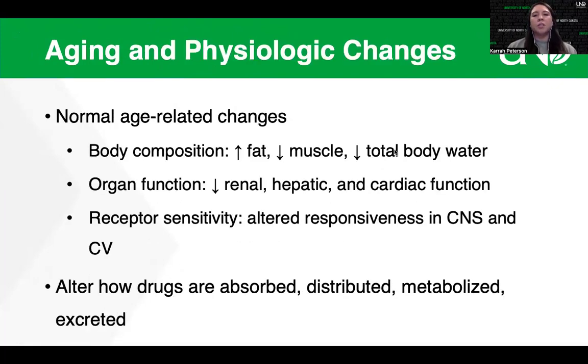For aging and physiological changes, in normal age-related changes, for body composition, there's an increase in fat and a decrease in muscle and total body water. For organ function, there are decreases in renal, hepatic, and cardiac function. For receptor sensitivity, there's altered responsiveness in the central nervous system as well as the cardiovascular system. This alters how drugs are absorbed, distributed, metabolized, as well as excreted.